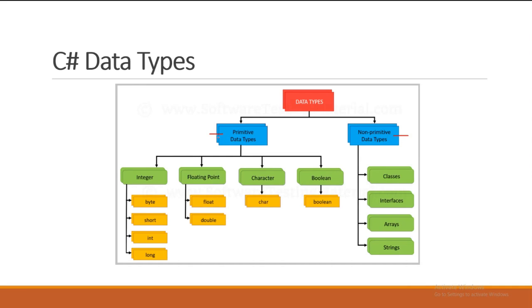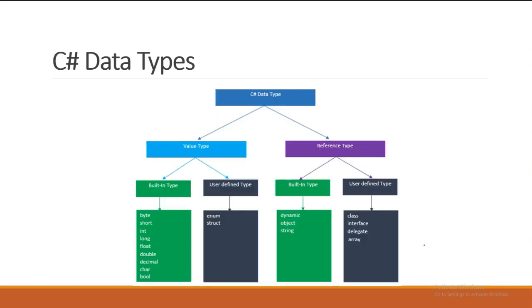And here you can see the primitive data types: the integers that we can use, byte, short, int, long in C#, also floating point, float, double, or character, the char, boolean, the bool that we are going to use. Non-primitive data types are the classes we are going to use, interfaces, arrays, strings, and so on. It is data types, and in some resources the types can be divided by 2, the value type and the reference type. It is also possible that you can see this in some resources.